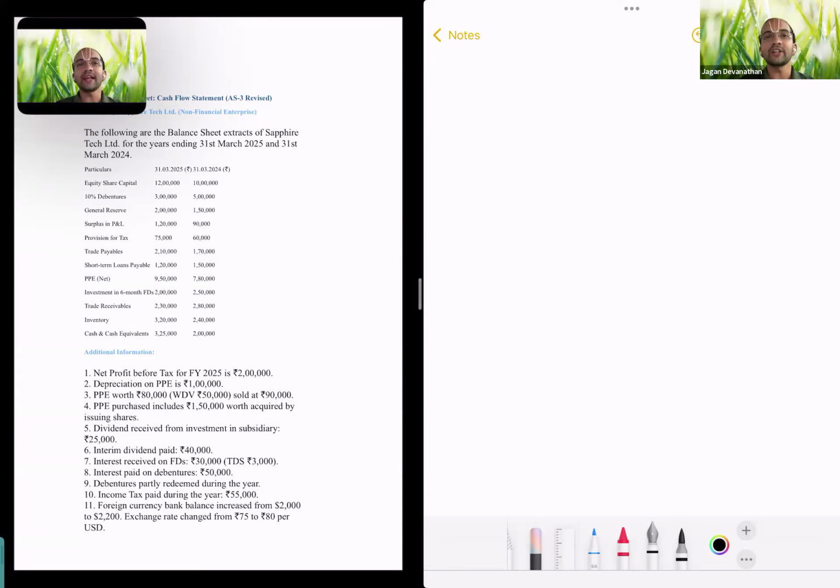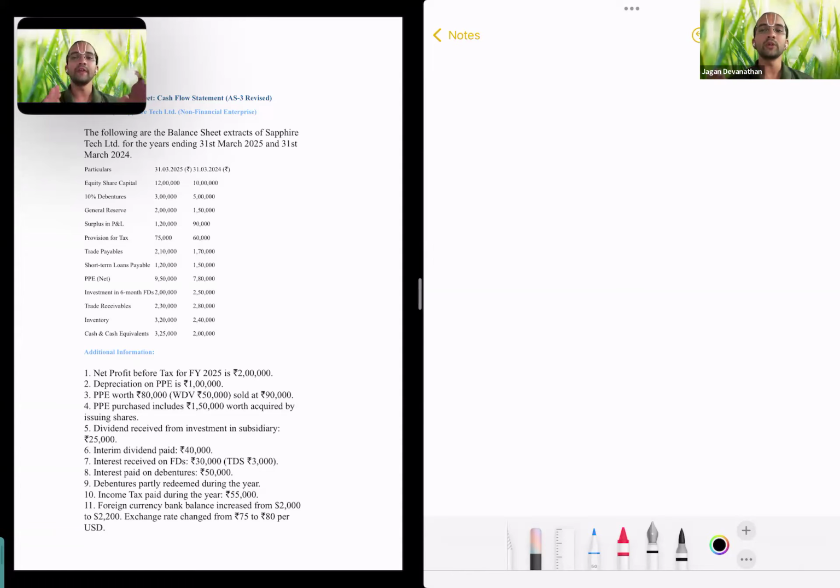Now, cash and cash equivalents include cash in hand, demand deposits, and short-term, highly liquid investments with a maturity of 3 months or less. Today, we will prepare the cash flow statement using the indirect method for a fictional entity called Sapphire Tech Limited. The following are the balance sheet extracts of Sapphire Tech Limited for the years ending 31st March 2025 and 31st March 2024.